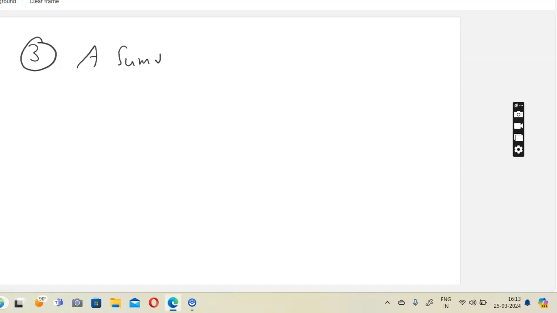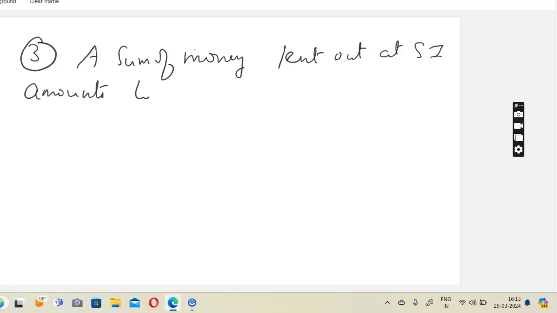A sum of money lent out at SI amounts to rupees 815 in 3 years and rupees 854 in 4 years.